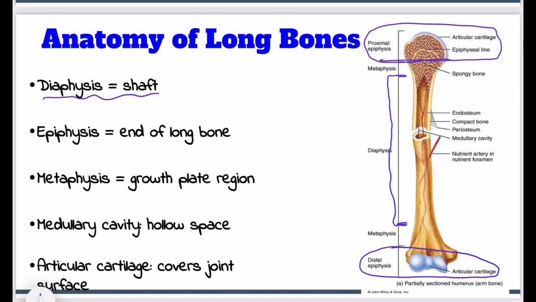The metaphysis is the growth plate region, which is present right here. It mostly houses the spongy bone. And then the medullary cavity is just a hollow space, and you can find there the bone marrow. And then articular cartilage just covers the joint surface, which would be seen right here.